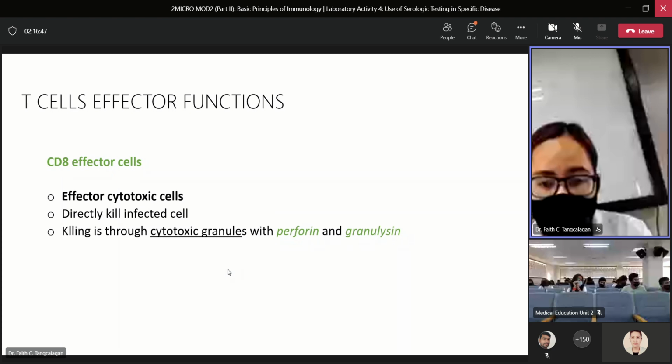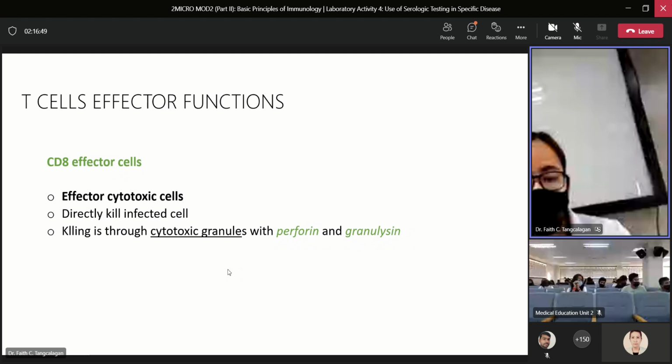So we already discussed CD4. The next effector cell we will discuss is your CD8 effector cell. Its focus is more on direct killing, direct destruction, so it's also called your cytotoxic cell. They directly kill infected cells. They don't undergo all the processes of CD4, because CD8 is direct, so it's cytotoxic. There's no co-stimulation, diba?